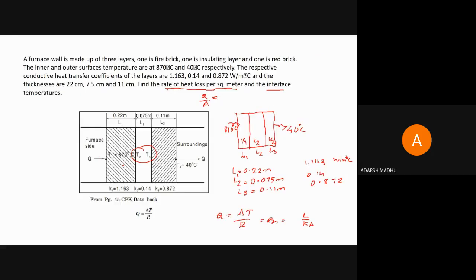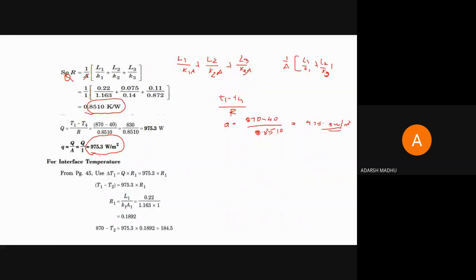The next thing to find is the interface temperatures T2 and T3, right? How will we find them? Think for a second. How will you find the interface temperatures T2 and T3?